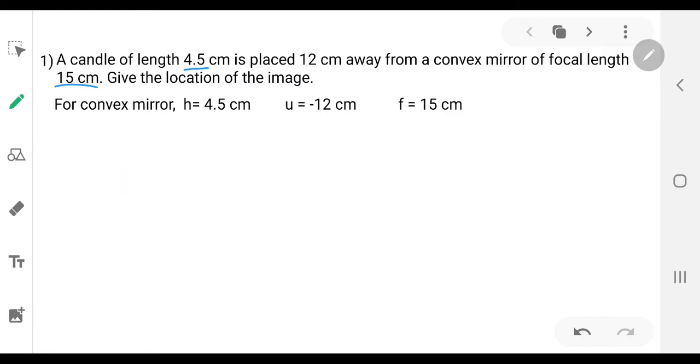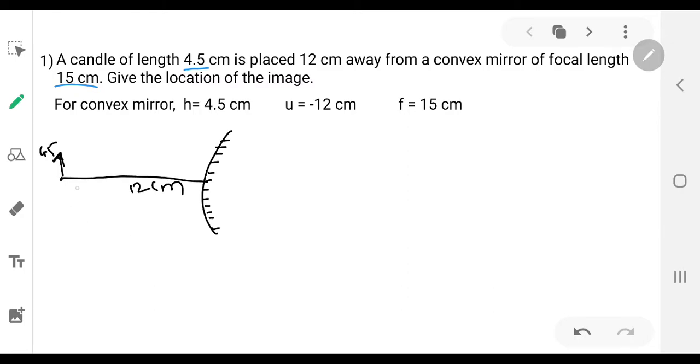To understand the question clearly, better you draw the given question. There are no marks allotted for drawing the diagram, but for your understanding you can draw it. So what they have given is a convex mirror, and a candle of length 4.5 centimeters. So H is 4.5 centimeter, which is placed 12 centimeter away from the mirror.